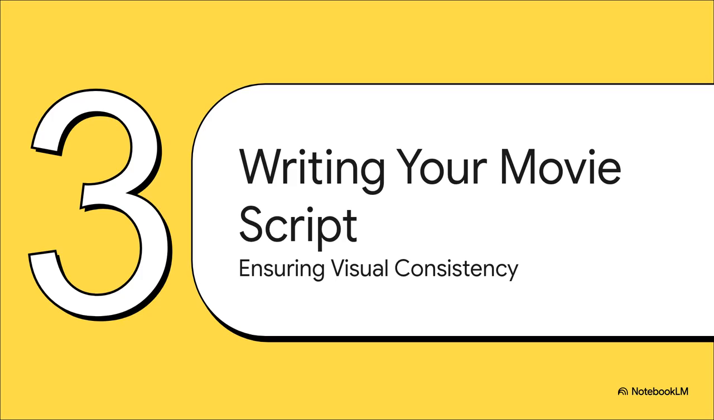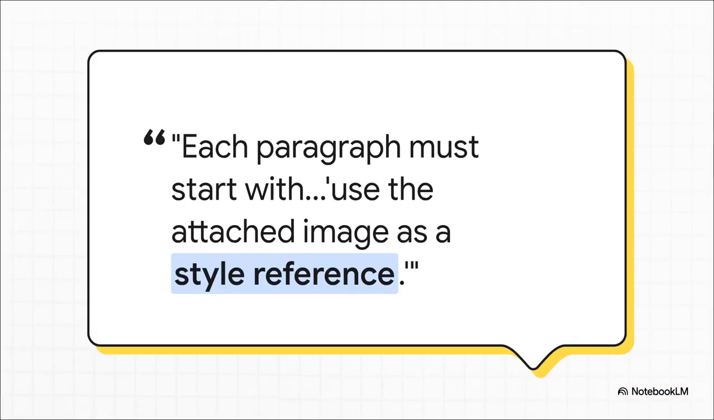Now it's time to write the script. And let me tell you, the biggest challenge here is making sure every single scene keeps that same visual style. So what's the trick to avoiding that classic beginner mistake where every scene looks just a little bit different? It's simple, but it's brilliant. You have to constantly remind the AI about your style guide. And we do this by starting every single scene prompt with the exact same instruction. Use our chosen image as the style reference.